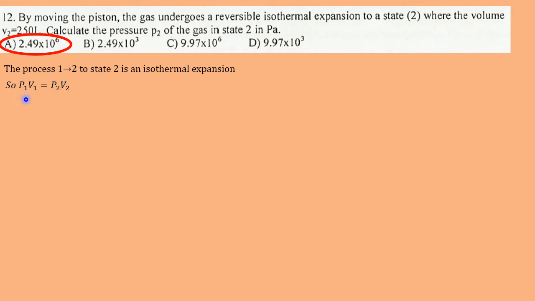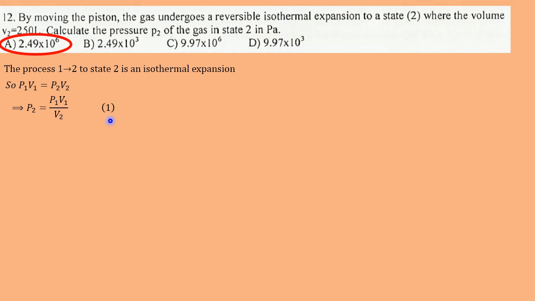So P1 V1 must be equal to P2 V2. That has been set in the equation for isothermal expansion. So that's why we can use the relationship P1 V1 equals P2 V2. Now when we make P2 the subject, because that's what we are interested in, we're going to have P1 V1 over V2, which we're going to call equation 1.